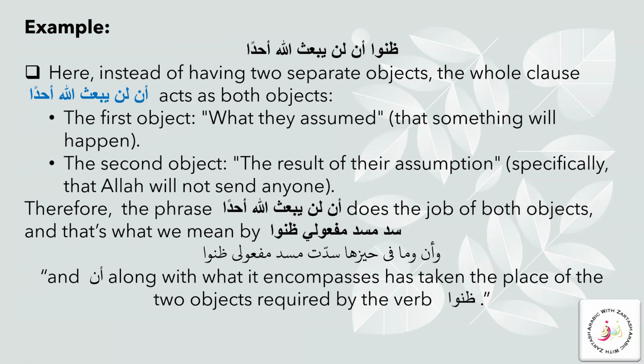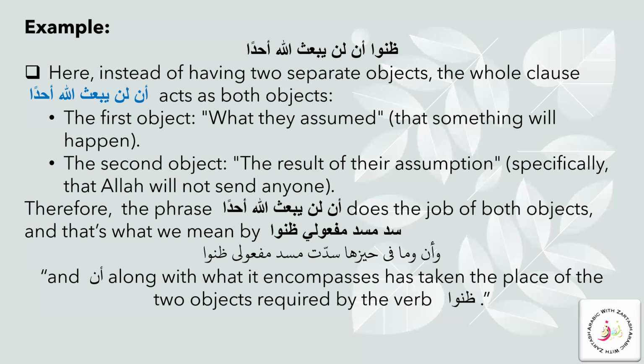وأنهم ظنوا أن لن يبعث الله أحدا. أن لن يبعث الله أحدا. Here, instead of having two separate objects, maf'ul bihi awwal and maf'ul bihi sani, the whole clause أن لن يبعث الله أحدا acts as both objects. The first object is what they assumed, that something will happen, and the second object is the result of their assumption, that is specifically that Allah is not going to send anyone. So therefore, we see that here the phrase أن لن يبعث الله أحدا does the job of both objects, maf'ul bihi awwal and maf'ul bihi sani. And that's what we mean by sadda masadda maf'ulai zannu.